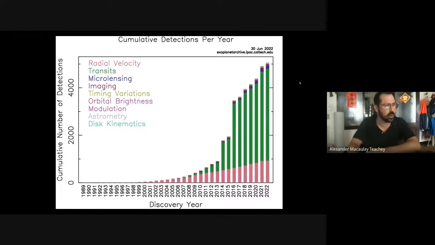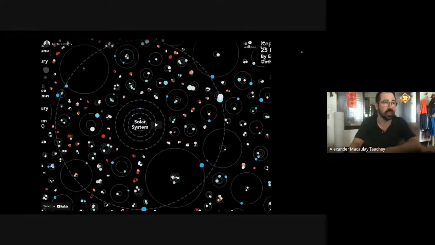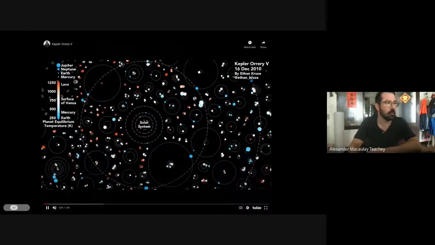And here's a histogram of our discoveries year by year. That starts in 1989. Really, there's not much out there. Arguably, the first planet discovery is in 1992. But things really get going right around here. And this is when the Kepler mission starts. And you can see transits just running away with it. And as I said, now we have about 5,100 exoplanets cataloged.